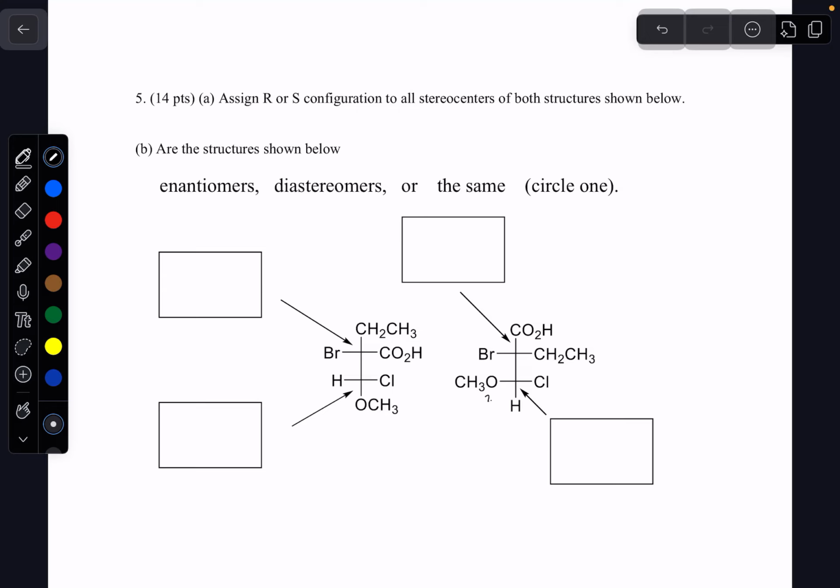This video I'm going to be going over R and S configuration. This is question 5 on the exam. And so we're going to go ahead and assign R and S to these chiral centers. And then after that, we can identify if it's an enantiomer or a diastereomer, or the exact same.